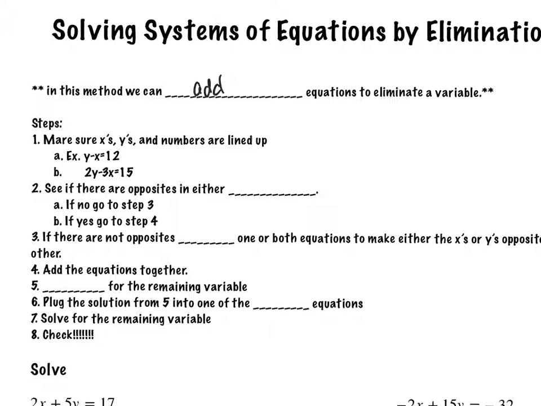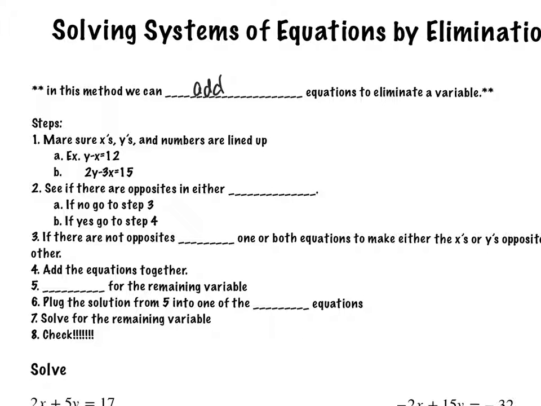We're going to go through these 8 steps. They'll make more sense once we do a couple of examples. So step 1 is to make sure that x's and y's line up, and numbers. So basically we just need the x's, y's, and numbers all above each other.